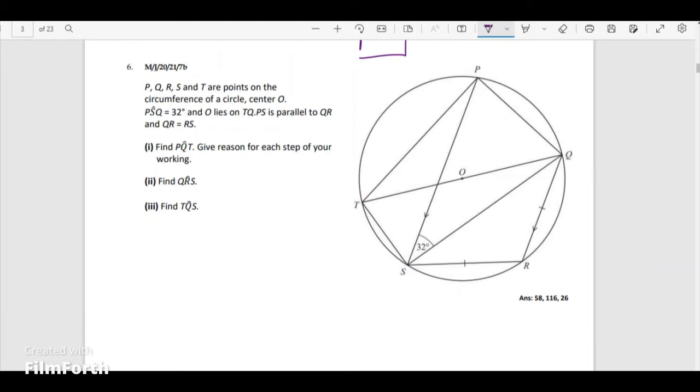Next up, we have question number 6. P, Q, R, S, and T are points on the circumference of a circle. Center O. Angle PSQ equals 32 degrees and O lies on TQ.